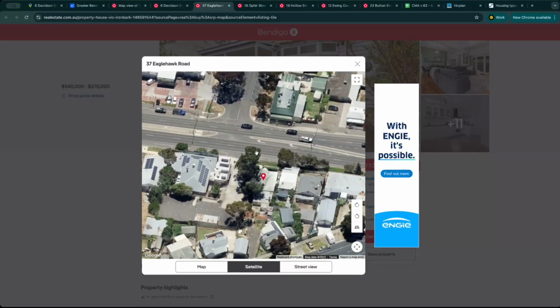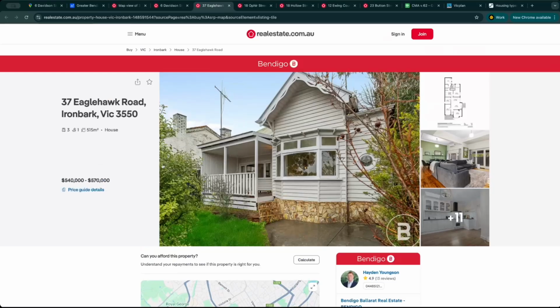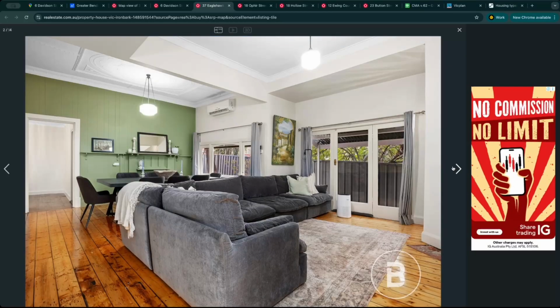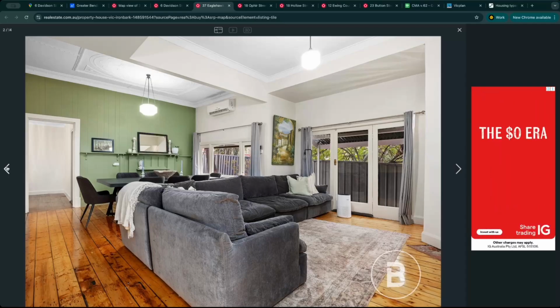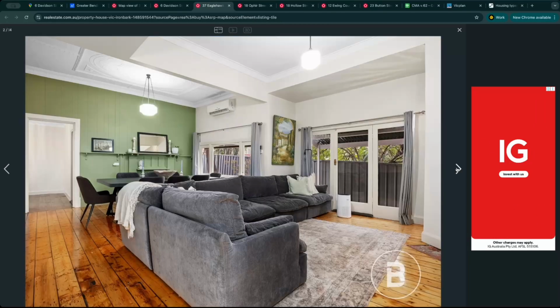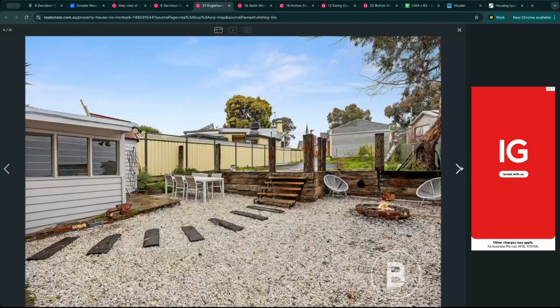From a future saleability perspective, the future buyer pool of who would want to purchase this property is going to be very, very limited. My thoughts on this property itself, though, is that, look, it is a good property. It is a character home. This is a very old property and it's been very well maintained. Internals look great. It's very unique.